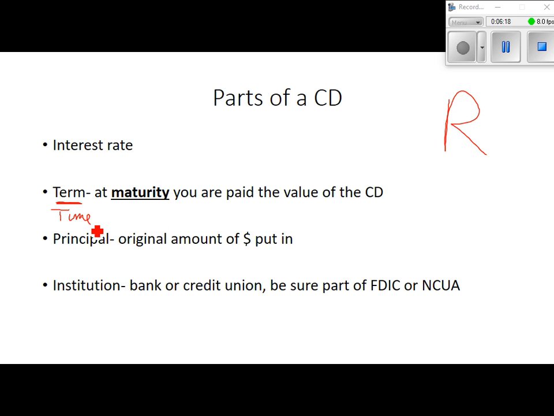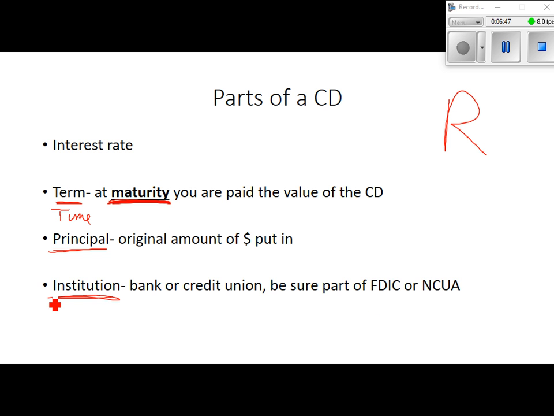When that time's up, that's called when the CD matures. And at maturity, you are paid the value of the CD. So if it was a $1,000 CD, then you're paid back that $1,000. The principal is the original amount of money you put in, and the institution is the bank or the credit union or the money institution that you get your CD through.